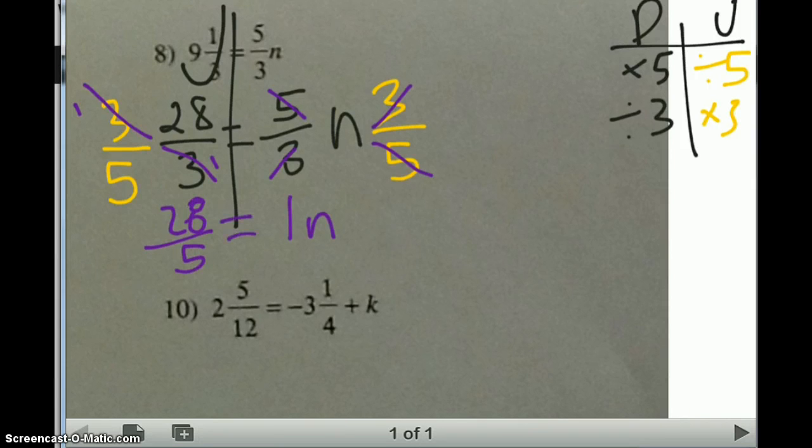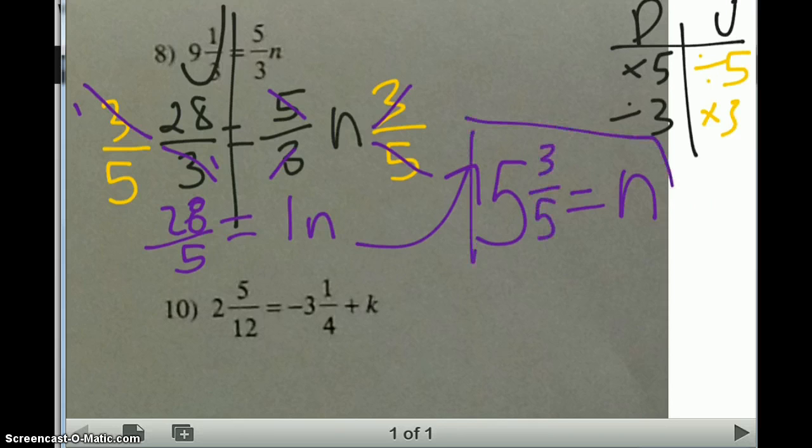Can I leave that? No. So I'm going to go over to here, and I get n equals, 5 goes into there 5 times, with how many left over? 3/5. Good job. Again, if you're struggling with that piece of how do I make an improper fraction into a mixed number, go back into the Unit 2 fraction help, and there's several videos there that can help you with that.